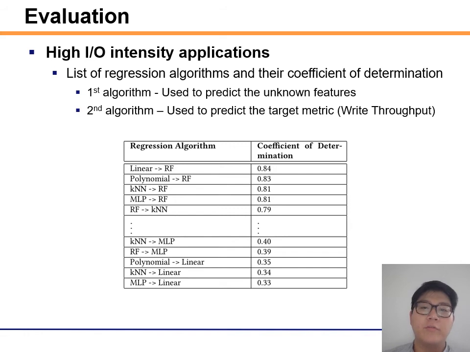This slide shows the prediction results of high I/O intensity applications. The table shows the combinations of regression algorithms and their coefficients of determination. The first algorithm is the algorithm used to predict the unknown features, and the second algorithm is the algorithm used to predict the target metric, which is the write throughput in our evaluation. As shown in the table, a combination of linear regression and random forest regression has the highest prediction accuracy, with an R-squared of 0.84. We will present how each combination of algorithms has different prediction results in the next slide.